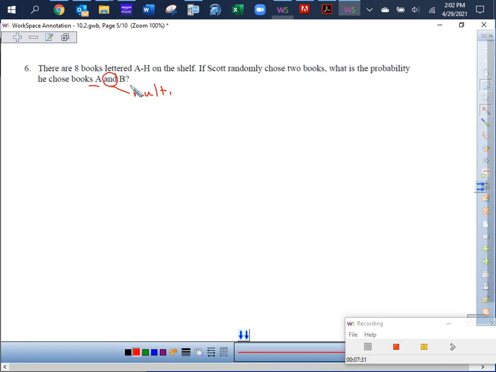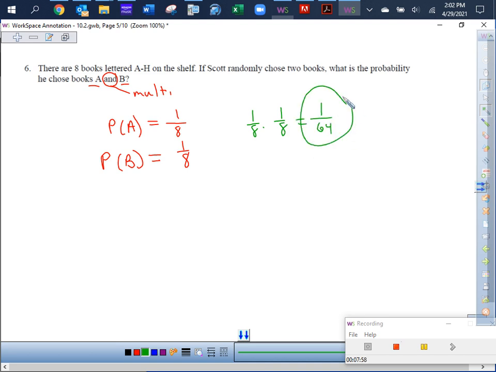We'll find the probability of each one. Probability of A, that if he just randomly picked a book from the shelf, the probability that it was book A, well, since there's 8 total, and one of those books has an A on it, it's 1/8. And the probability of book B is also 1/8. And all we have to do is multiply those together. 1/8 times 1/8 is 1/64 in that scenario. So, "and" means multiply.